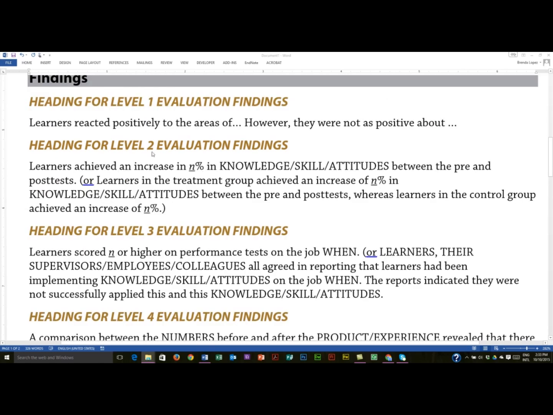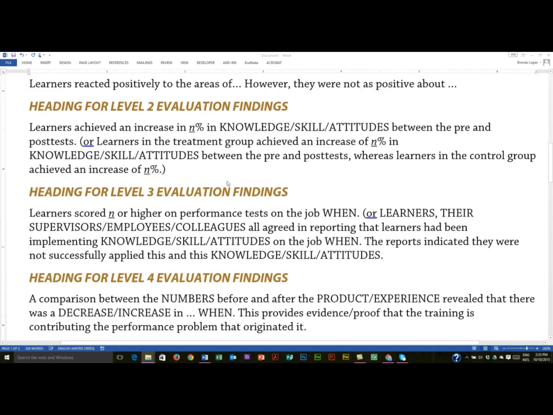And then you put your heading for the level 2 evaluation findings. So for example, learning achievement, or whatever it is that you want to call it. And then you indicate what was the gain in knowledge, skills, or attitudes, depending on what you were teaching. So, was it a percentage of increase? Was it a difference between the control and treatment group? Or was it a difference between the pre and post test? You explain that in very general terms. Again, this is not a place for details. They will have the rest of the report if they want to have more details.